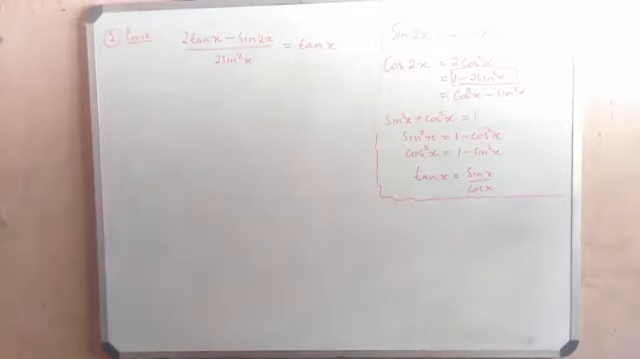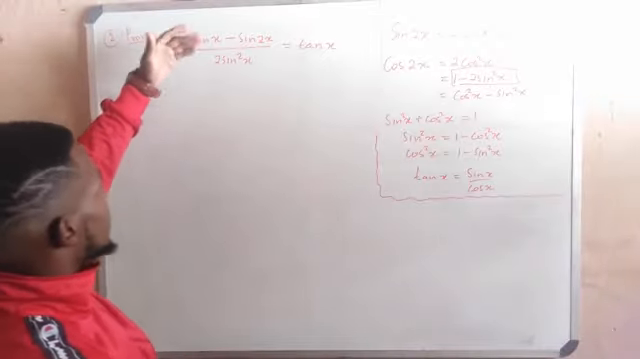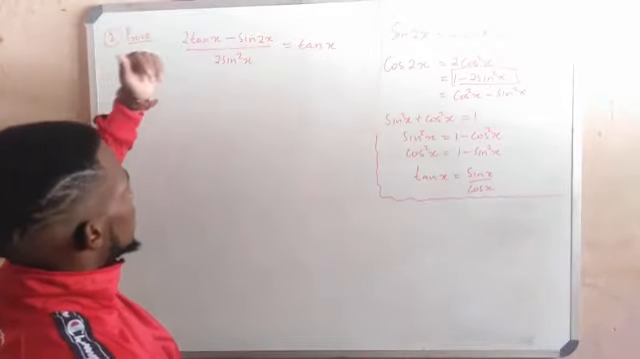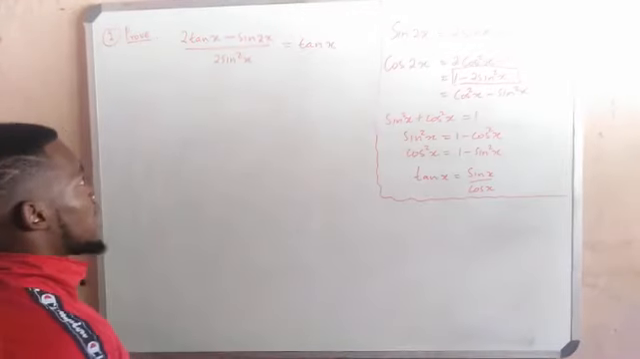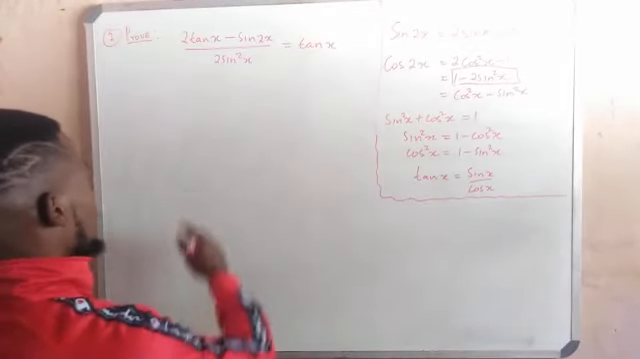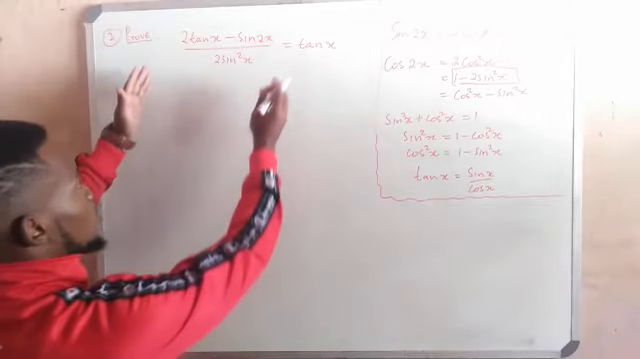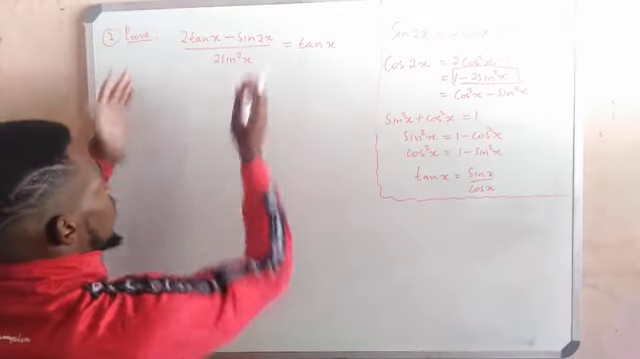Moving on to our second question of trig identities, we are required to prove that (2 tan x minus sin 2x) divided by 2 sin squared x is equal to tan x. Now remember to choose what? To choose the side that has a lot of information.